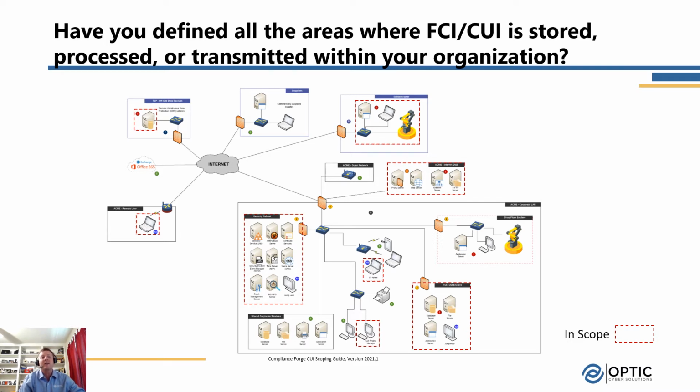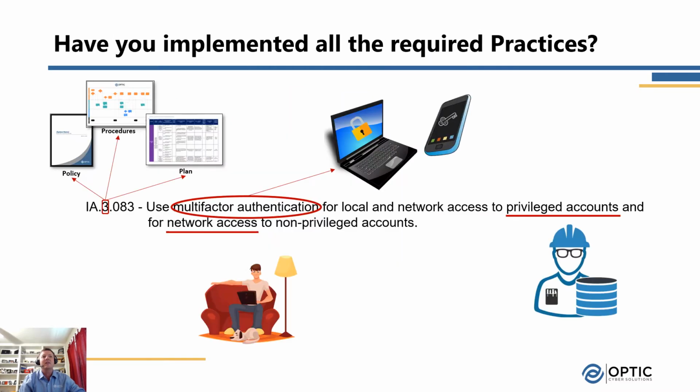Once we've identified what level we need to be certified at, and we know where that sensitive data is in our environment, we need to implement the appropriate CMMC practices. So as we know from the previous video, if we need to be level 1, there are 17 practices that need to be put in place. If we need to be level 3, there are 130 practices that need to be defined and implemented as well in the organization.